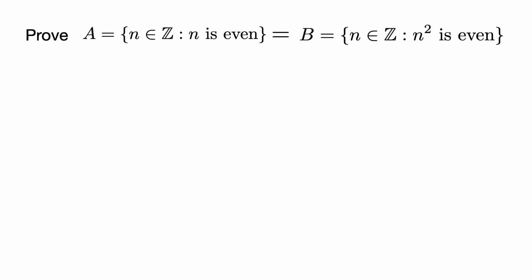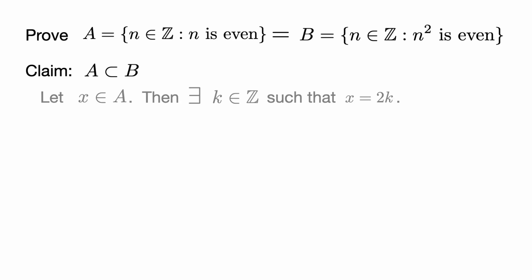Okay, so now we're going to prove that these two sets are indeed equal. First, I claim that A is a subset of B. So let X be an element of A, then there exists an integer k such that X is equal to 2k. Why? Because A is the set of even integers, so if X is even, then it must have a factor of 2. If we square X, we get (2k) squared, which is equal to 4k squared, which is equal to 2 times 2k squared.